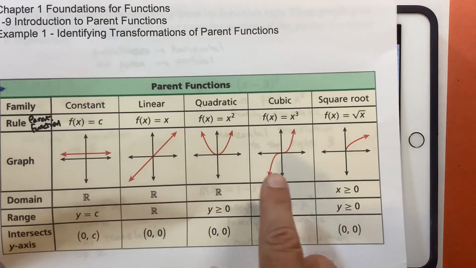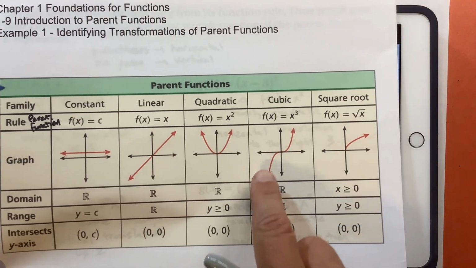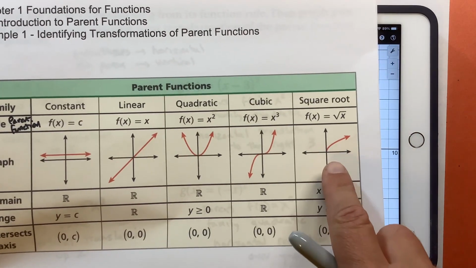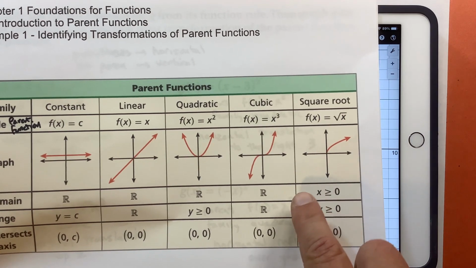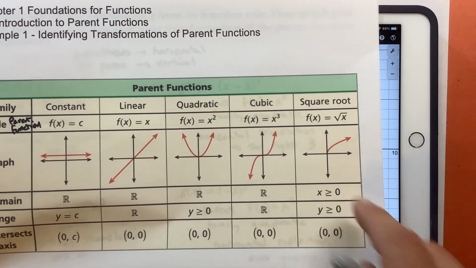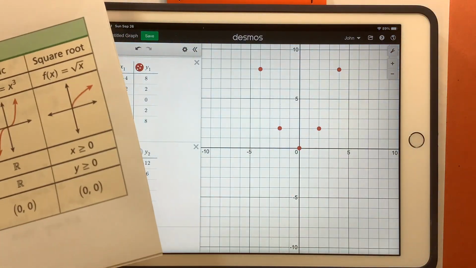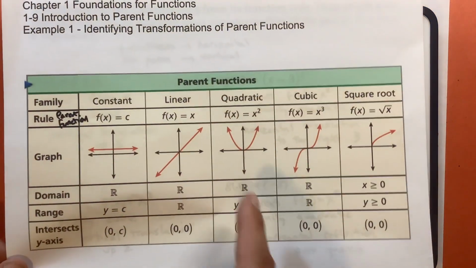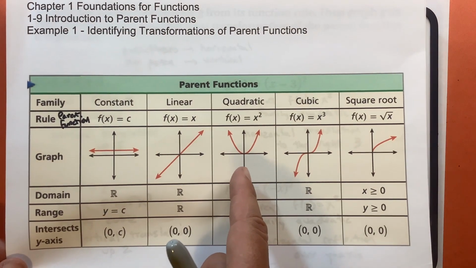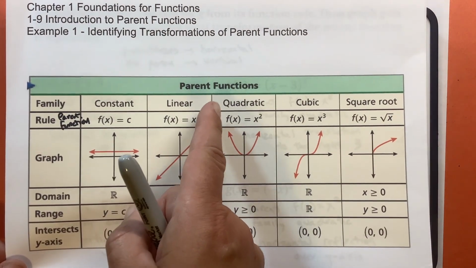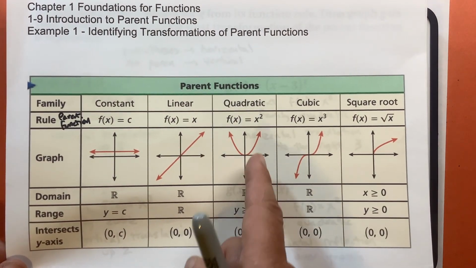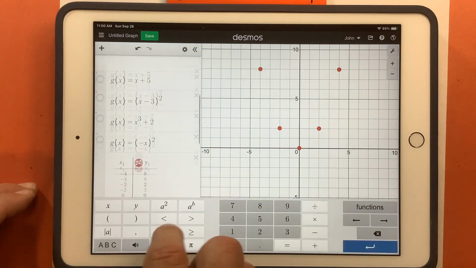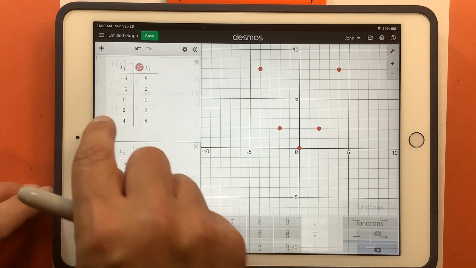Cubic starts off down here, does bend, but then goes in the same direction. And the square root does this curve, but it curves off this way, and there's only half of it. I don't see either one of those with what I got. What I think it looks like is this one, where it comes from the top left, comes down, turns direction, and goes back up. So let me see if maybe this is my quadratic.